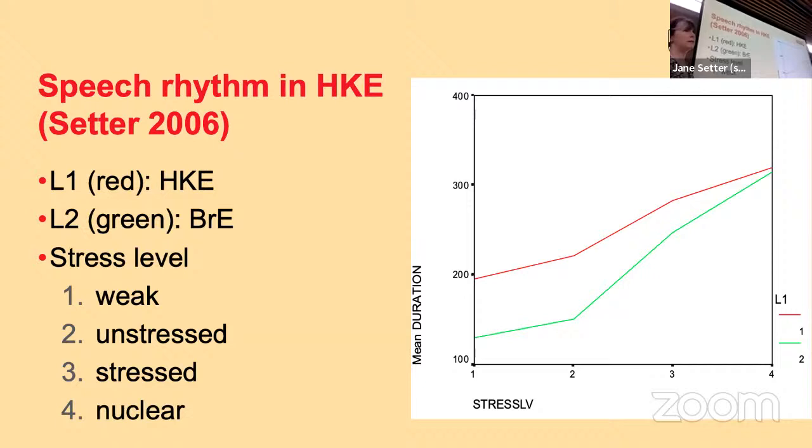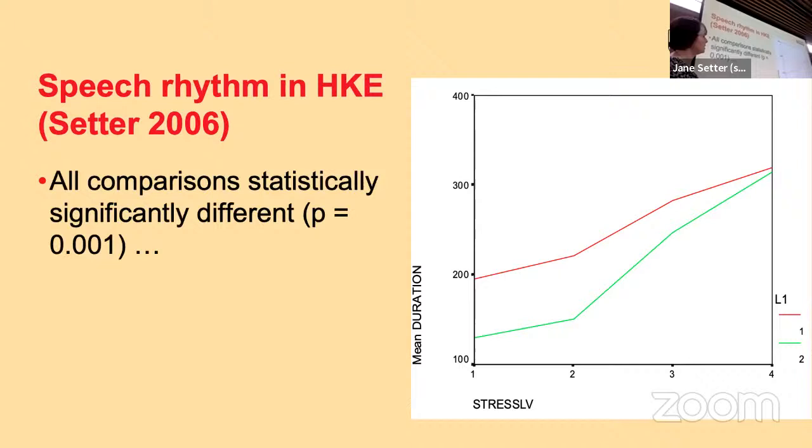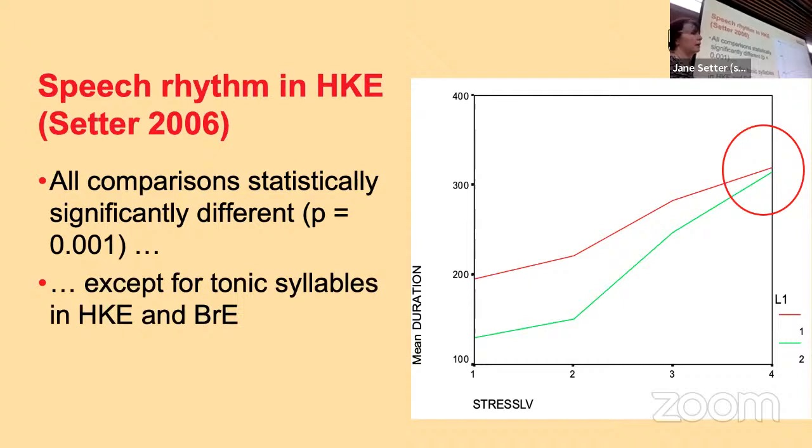So that was basically what I was looking at. And if you listen to Hong Kong English, it does sound rhythmically different. That was one of the reasons why I wanted to look at it, just to see what was going on. All of these are statistically significantly different, so they are each different from each other. The only one that's not is this one up here. That's not statistically significantly different in terms of duration. So the Hong Kong English data converges on the British English by the time we get to nuclear syllables, but for the other types of syllables, it doesn't.